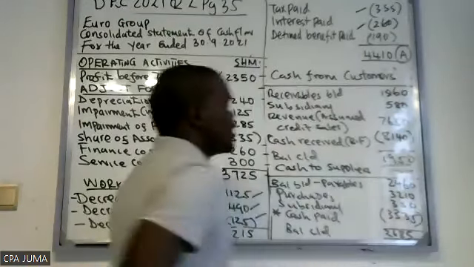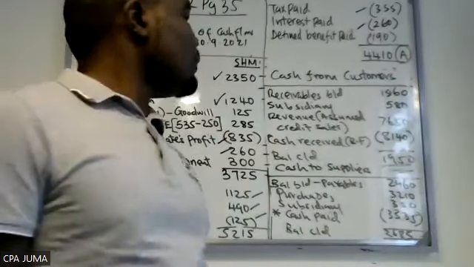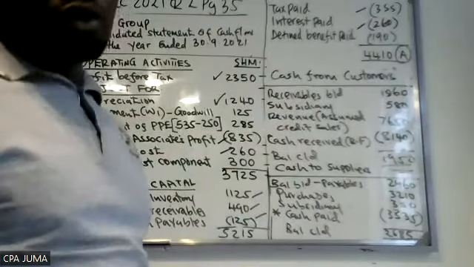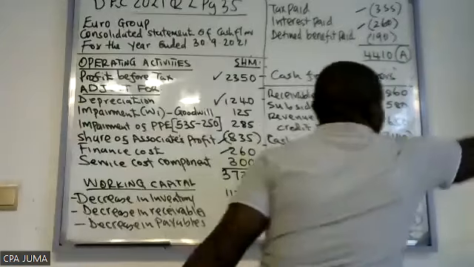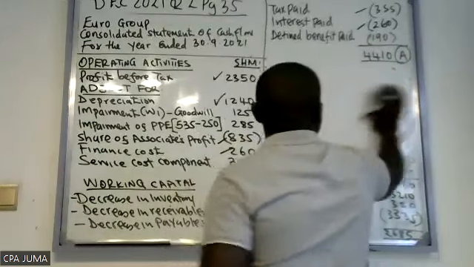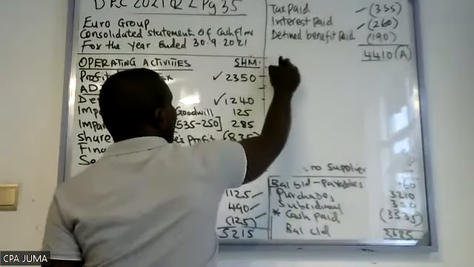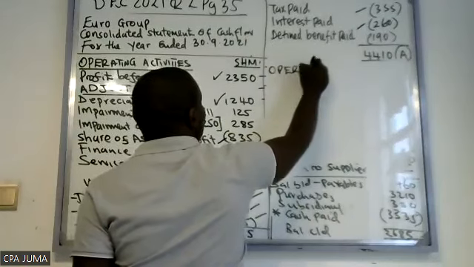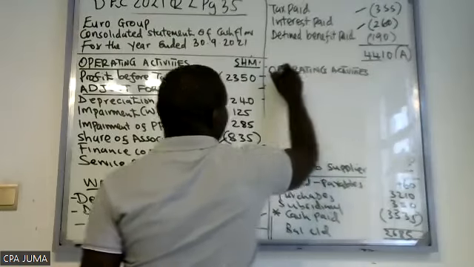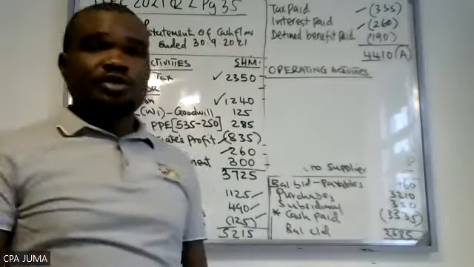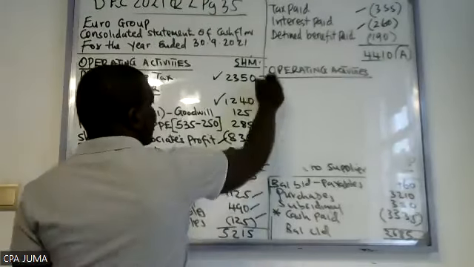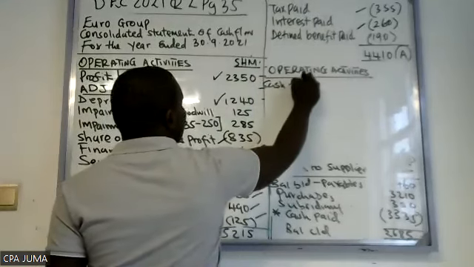33.35. That is the cash paid. So, when this is a presentation, let's go to presentation. We just go to operating activities. Investing and financing are the same, so we are not bothered with those two. We don't do them. So operating activities, cash from customers.